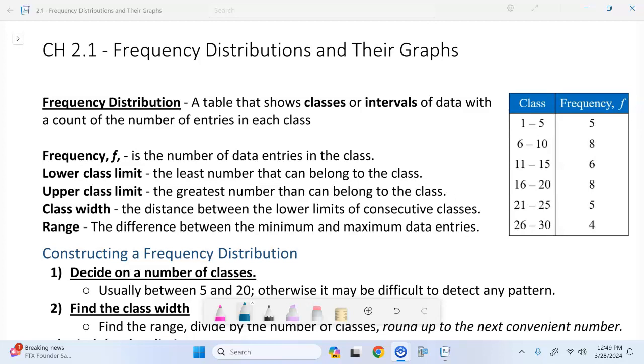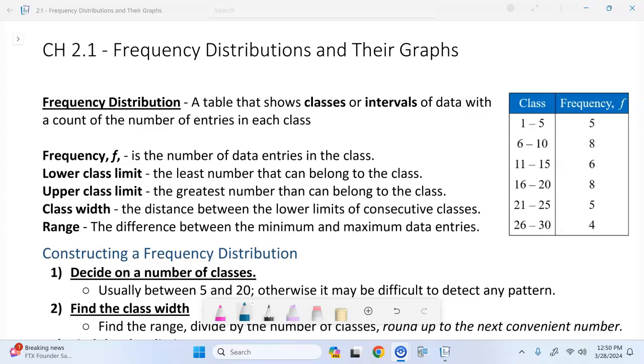That means that 5 numbers in our data set are between 1 and 5. They could all be 1s, they could all be 3s, they could all be 5s. I could have 2 3s and 3 4s. Any combination of values between 1 and 5, where I have 5 of them. Okay? In the second class, I have 8 numbers between 6 and 10. I don't know how many of each number, I just know that there's 8 of them in that group.